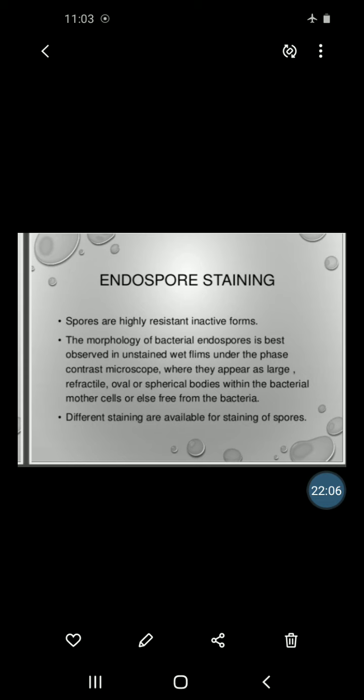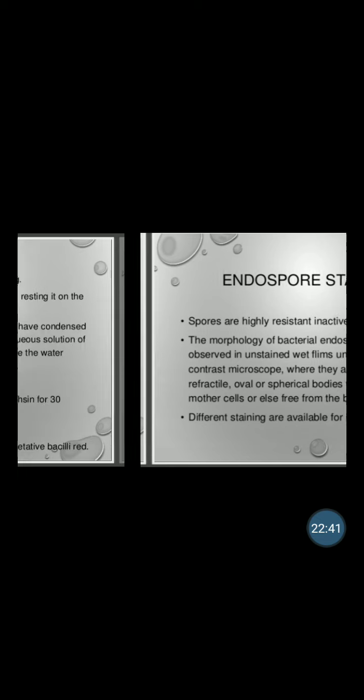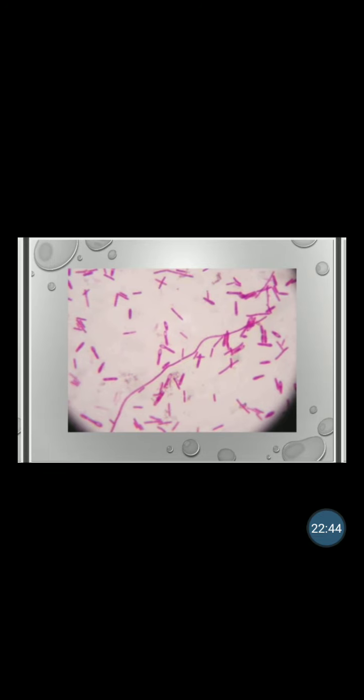Different stains are available for staining of spores. The spores are highly resistant in inactive forms. The morphology of bacterial endospores is best observed in unstained wet films under phase contrast microscopy, where they appear as large refractile oval or spherical bodies within the bacterial mother cell or else free from the bacteria. We will see the procedure.